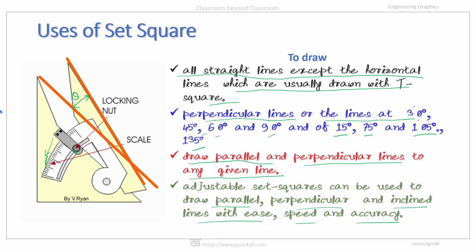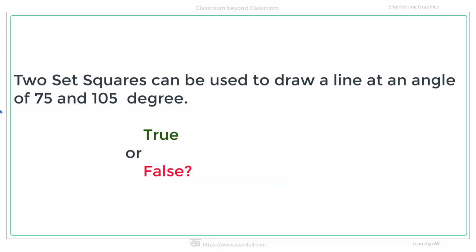So these are some important points. Questions may be asked based on these things. Usage of set square, say true or false. Say with the help of two set squares, we can draw lines at an angle of 75 degree, true or false. That type of question may be asked in the form of an objective type question, true or false, fill in the blanks or MCQ type question.